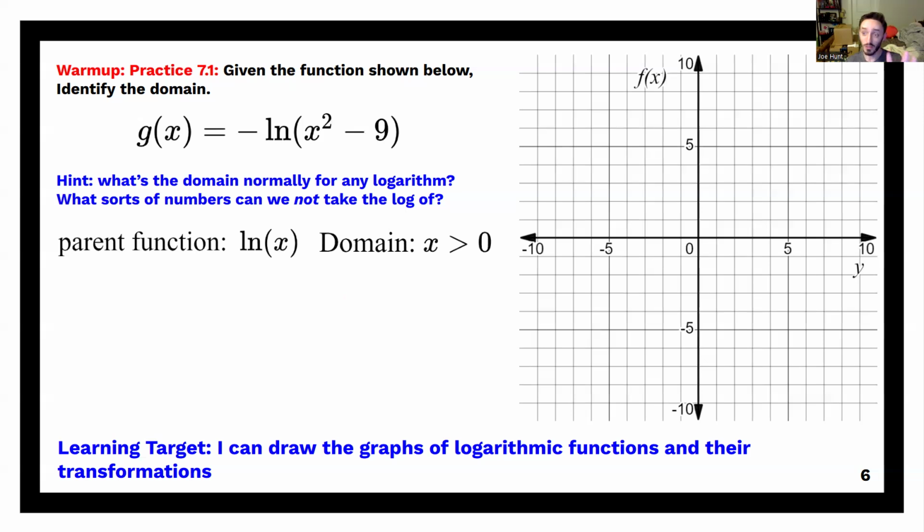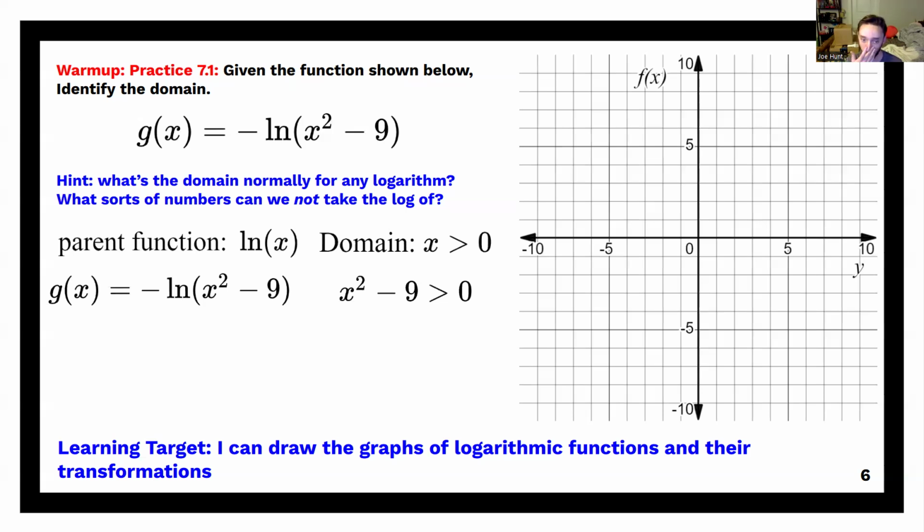Now, going back to the original problem, where it's not just the natural log of x, it's the negative natural log of x squared minus 9, we want to think about where the problem is. A logarithm can handle anything so long as the input, the thing inside the parentheses, is not negative. It's got to be greater than 0, right? So if that's true, then x squared minus 9 itself must be greater than 0. It can't be equal to 0 and it can't be negative, otherwise we can't take the logarithm of it.